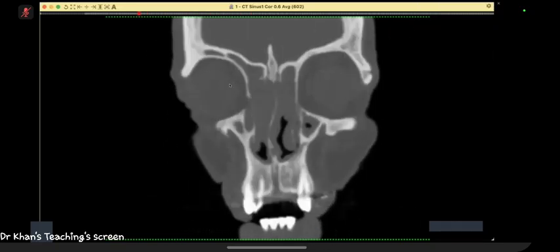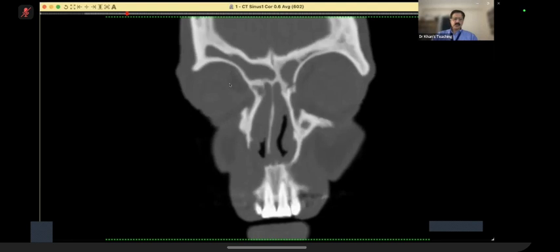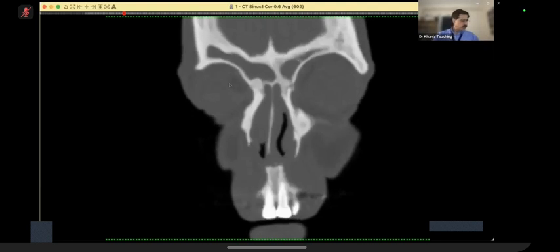Paranasal sinus. Okay, candidate one, this is your last case. This is a 73-year-old male, chronic nasal blockage, sinusitis question mark. This is the clinical. Over to you.